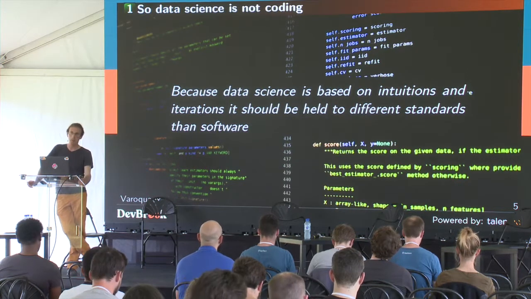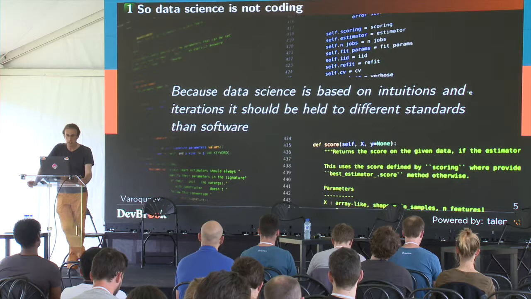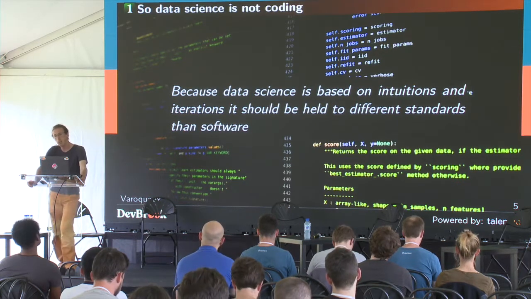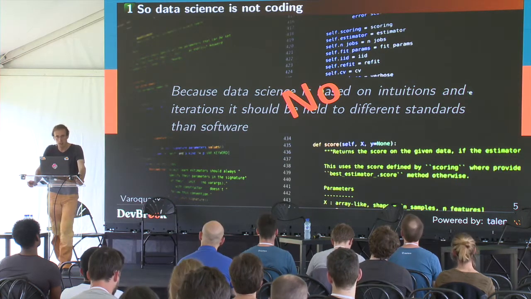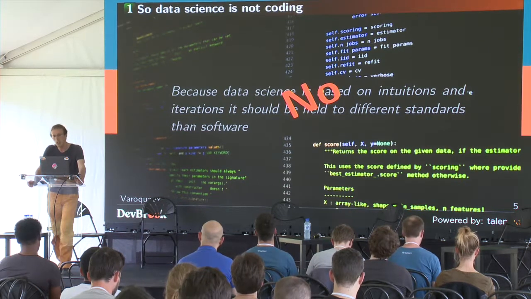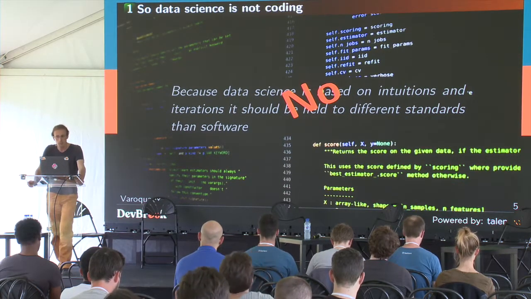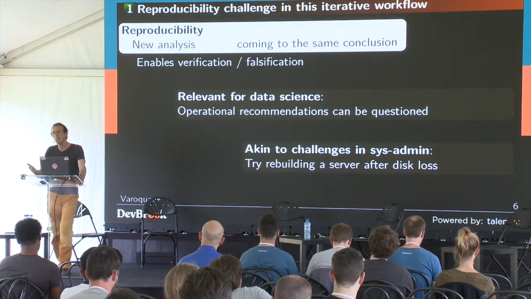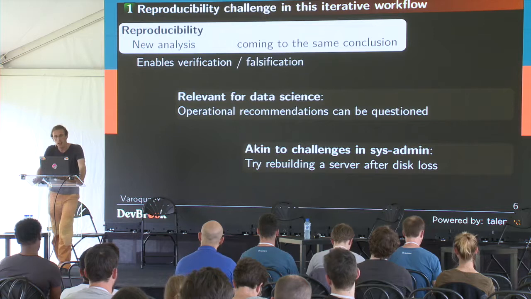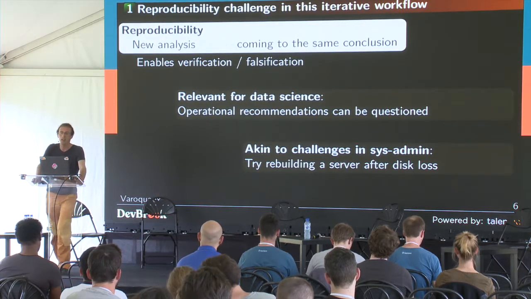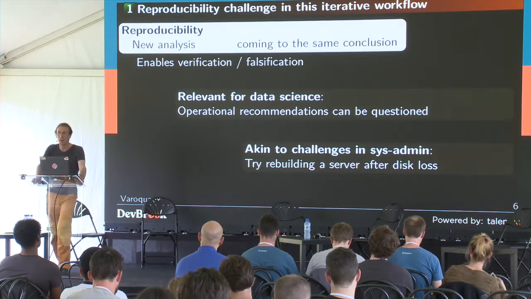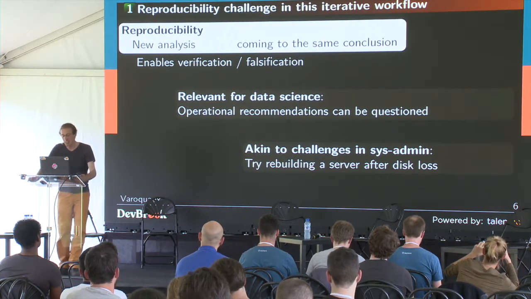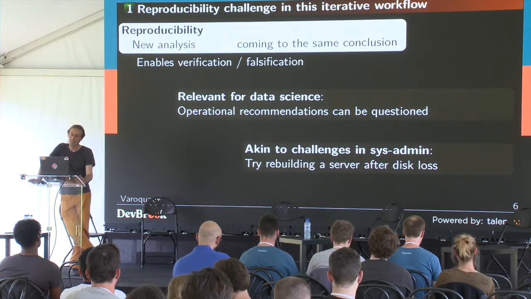So yes, some people claim that data science is not coding because it's based on intuitions and iterations. And some people claim that it should be held to different standards than software. I disagree. I think we need standards because whatever we're going to do, whether it's put in production or informs policies, has consequences. So in research, what I do, but also in companies, often data science teams don't have the reputation of providing extremely good software because they don't see themselves as software developers.